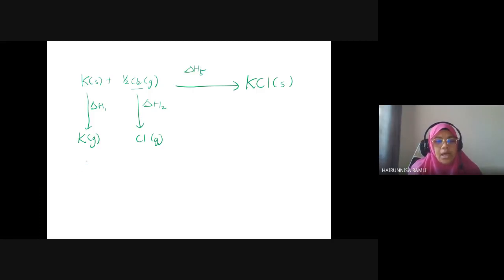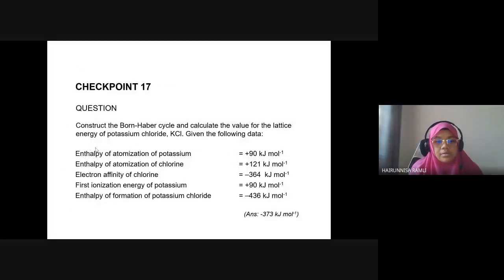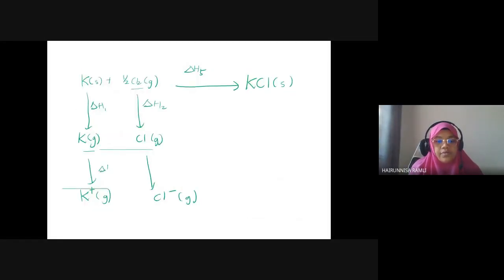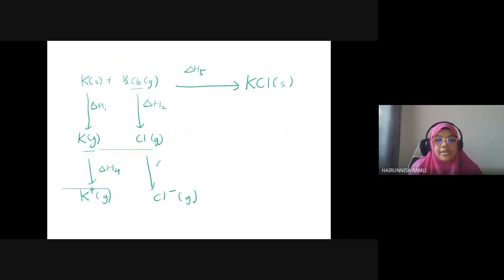Okay, ni 5 ya. Okay, after dia dapat gas, duduk gas, duduk atom, then you tukar jadi positive charge. Okay, ion eh. So ni dalam bentuk gas. And here also dalam bentuk ion tapi anion. So gas. So K kepada K plus yang mana? Number 4, right? Okay, so this is delta H4. Cl kepada Cl minus, this one, right? Electron affinity. So this one is delta H3.